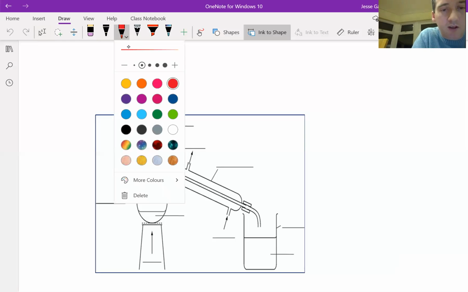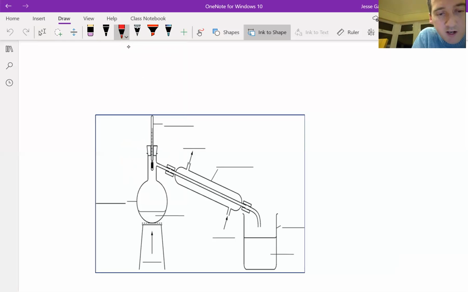This is the most important thing, what's in here. Before we start labeling the equipment, what is in here? Well, this is obviously our mixture. This is what we're trying to separate. Mixture. Now, what type of a mixture is it?